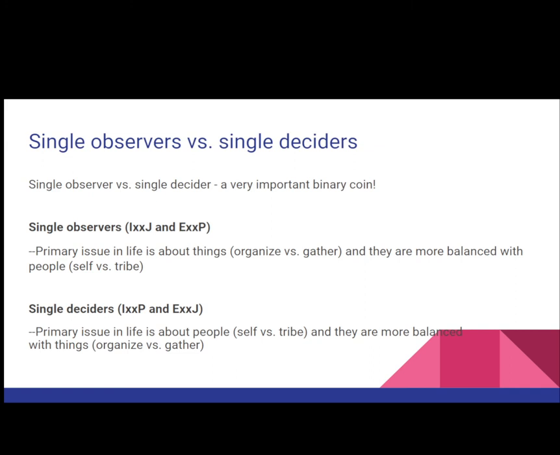Even if they prefer gather over organize, if they have gather in the middle and organize in the middle, they might still see the need to have some control in their life. Yeah, the government's controlling me, but we do need some rules and order in life, but we don't need every little thing controlled either. It's just more of a healthy balance there. Yeah, so that's a bit about single observers versus single deciders.